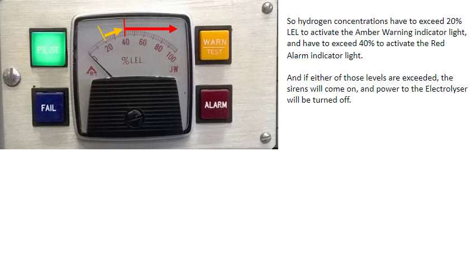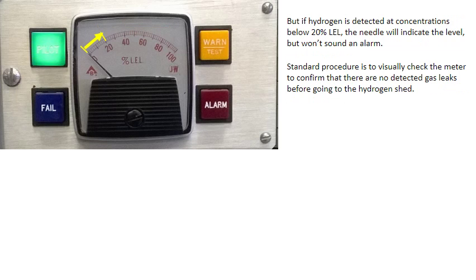And if either of those levels are exceeded, the sirens will come on and power to the electrolyzer will be turned off. But if hydrogen is detected at concentrations below 20% LEL, the needle will indicate the level, but it won't sound an alarm. Standard procedure is to visually check the meter to confirm that there are no detected gas leaks before going to the hydrogen shed. It should always read 0%.